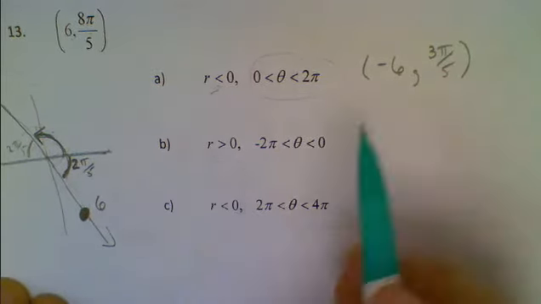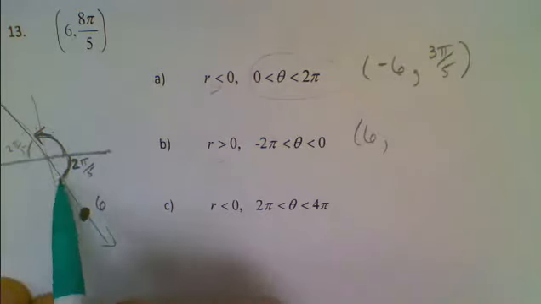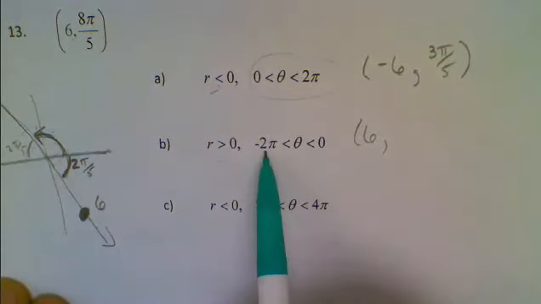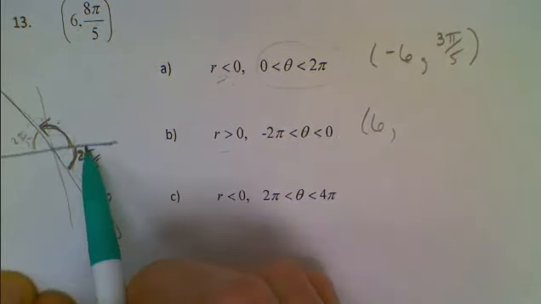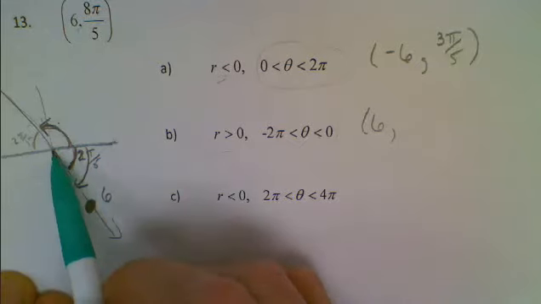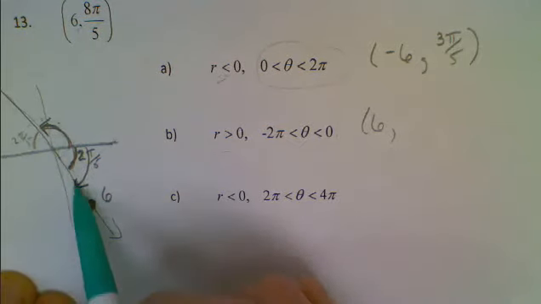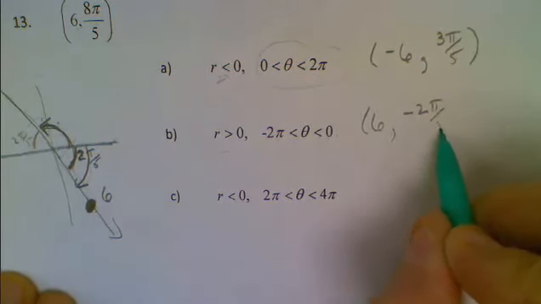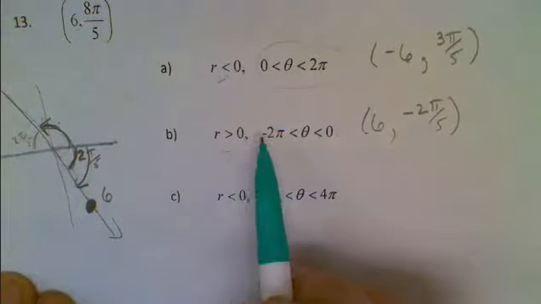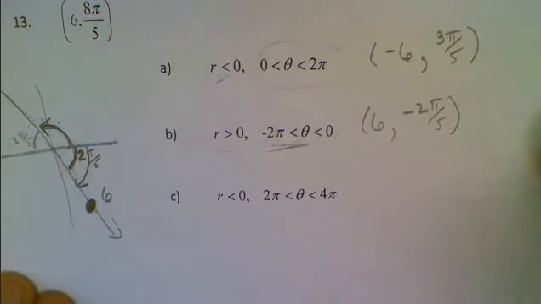It says r has to be positive, so I know it has to be 6. So I know that I want to go in the right direction, but it says I have to name a negative angle. It has to go between negative 2 pi and 0. So I need to start here and go in that direction. I need to get to this angle because I want to go positive 6. So what is that angle? Negative 2 pi over 5. Because the angle has to be negative, is what this is saying.